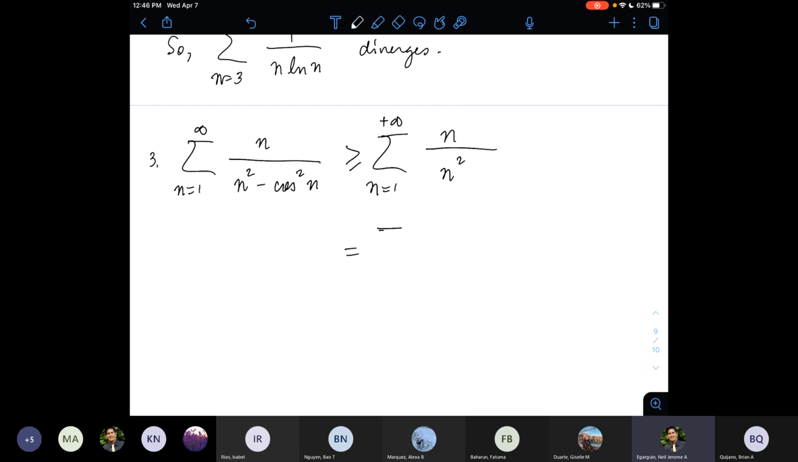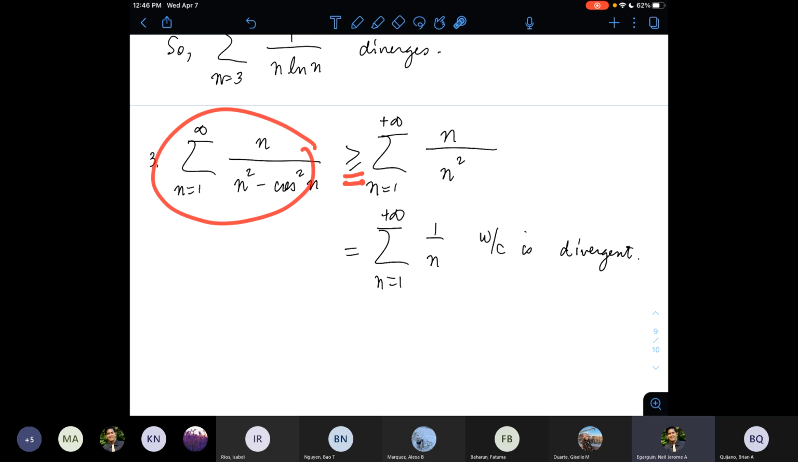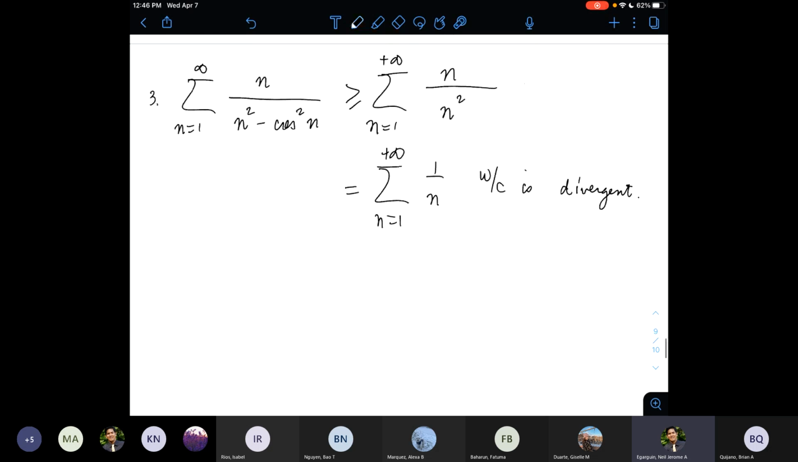But as we have mentioned earlier, this just reduces to 1 over n, which is divergent because it is a harmonic series. Okay. And what we have here, the given series is larger than a divergent series. And so by DCT, the given series also diverges.